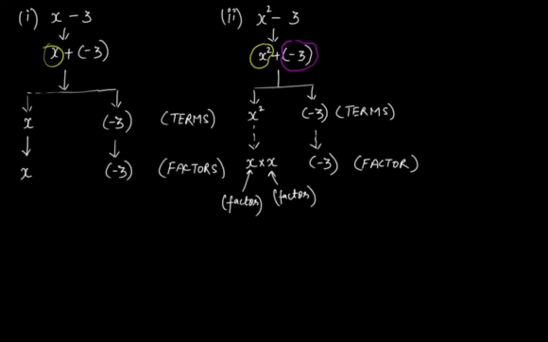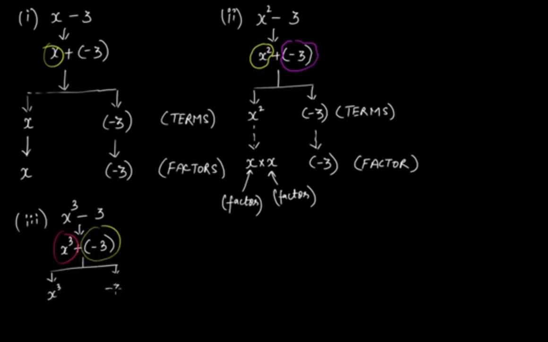Let's take x cube. So x cube minus 3. Think of this as x cube plus minus 3. Now, if you have to write the terms of this expression, this is one term and this is another term, right? So x cube and minus 3. These are the two terms.